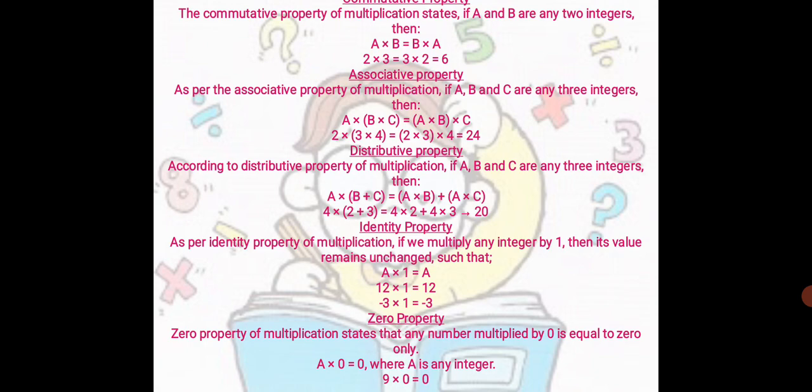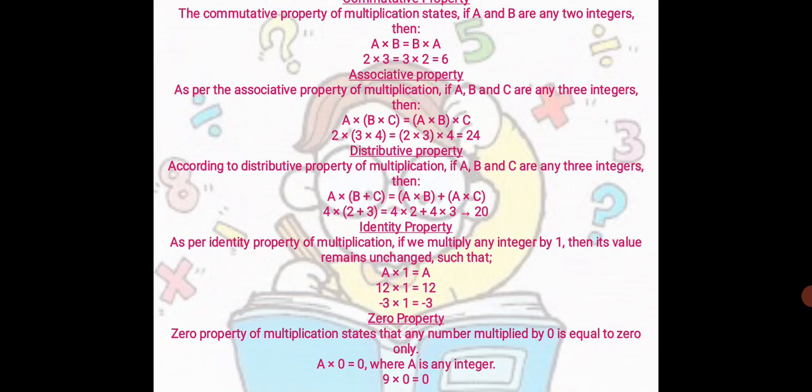The commutative property of multiplication states if A and B are two integers, then A into B equals B into A. Suppose the example 2 into 3 and 3 into 2, in both the cases the result will be the same. That means in multiplication, if we interchange the digits, no problem, you will get the same result.